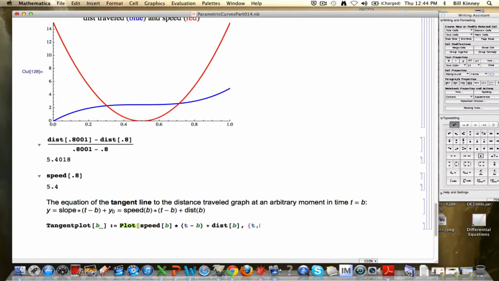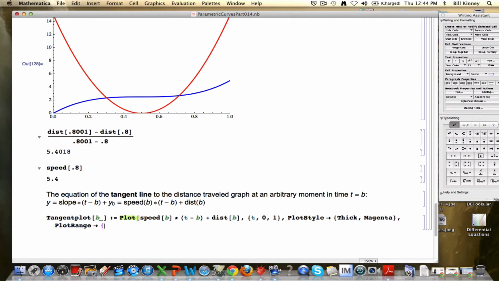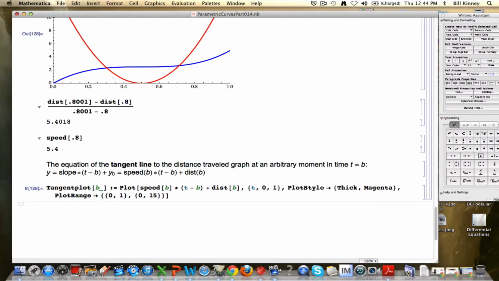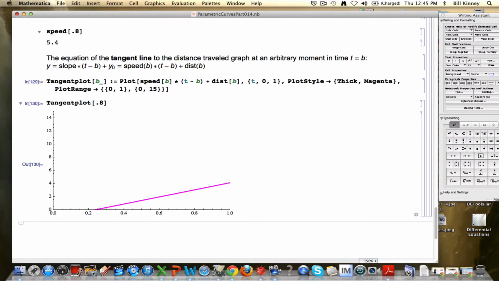I've already defined the distance traveled function. I'll plot this from 0 to 1. Let's add some options in here like plot style, thick maybe magenta, we could color it magenta. And we'll pick a plot range here, say 0 to 1 for the horizontal distance, and 0 to 15 for the vertical window here. And that has now created a function that's going to take a numerical input, like say b equals 0.8, and return a graphical output. It's a line.